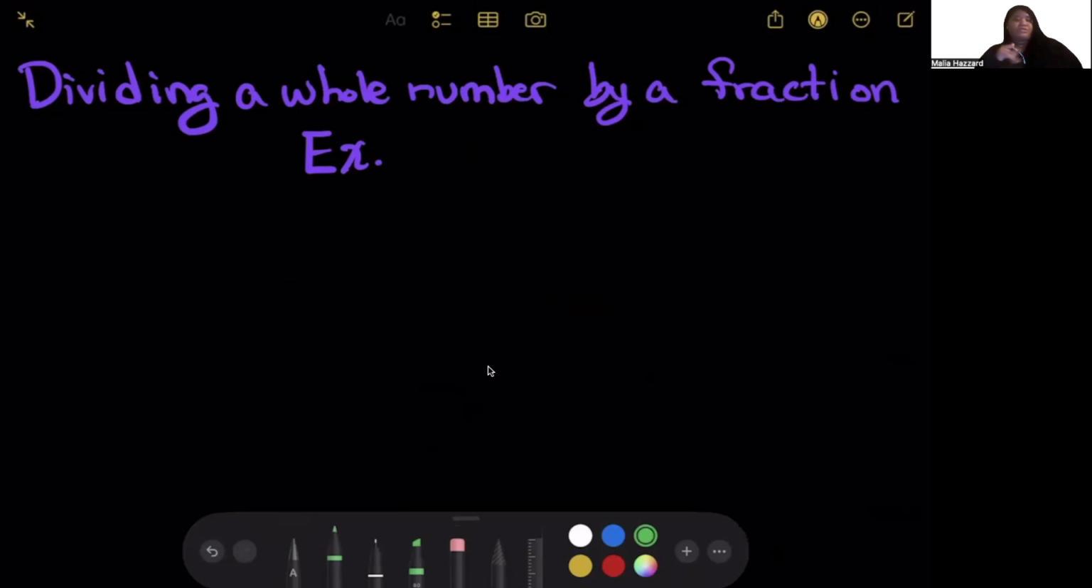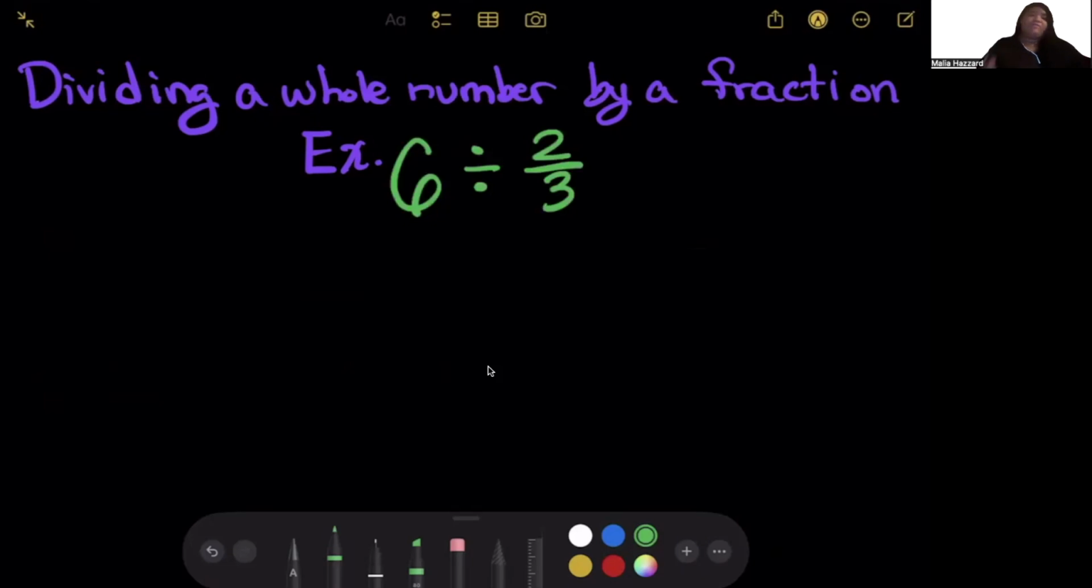Okay, for phase number 2, we are still going to be dividing a whole number by a fraction. But now, for my first example problem, I'm going to do 6 divided by 2 over 3. Notice that these are different because my numerator is not 1, like in the first problems. So, of course, I'm going to use both methods again. Pick whichever one you like the best and roll with it. So, starting with method number 1.